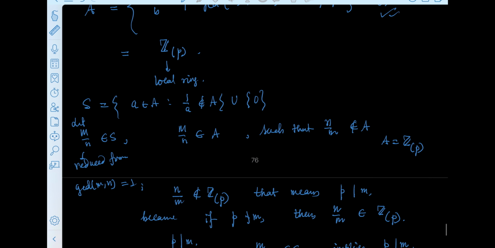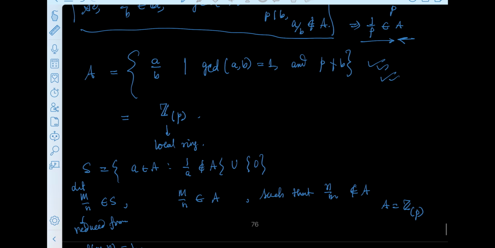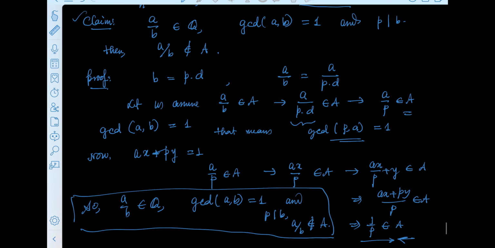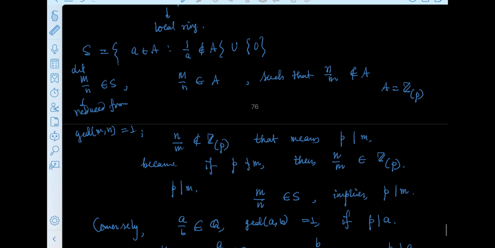This is not in the set, right? As we showed before, if A by B is inside Q and GCD of A comma B is 1 and P divides B, then A by B is not inside A.